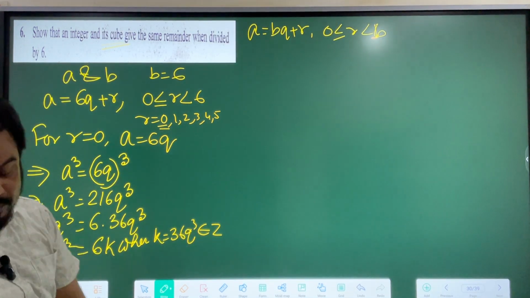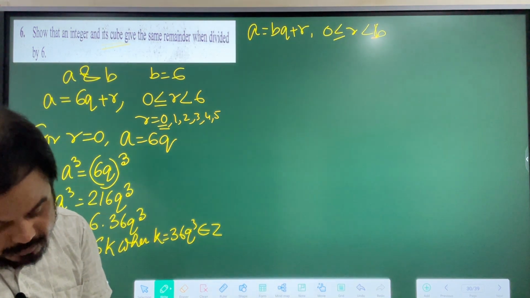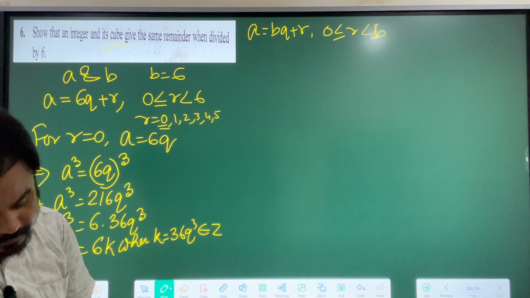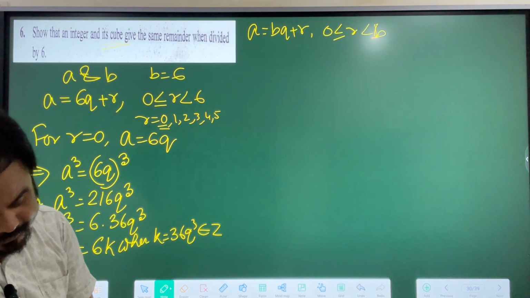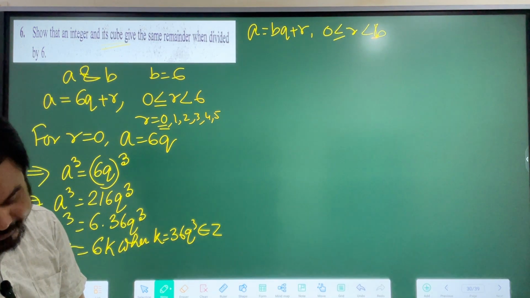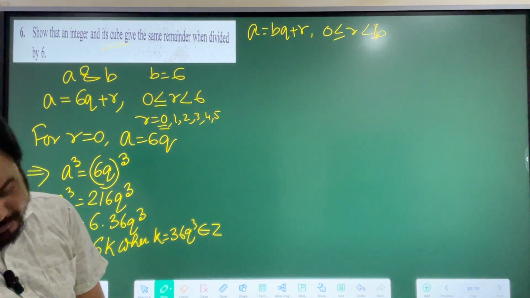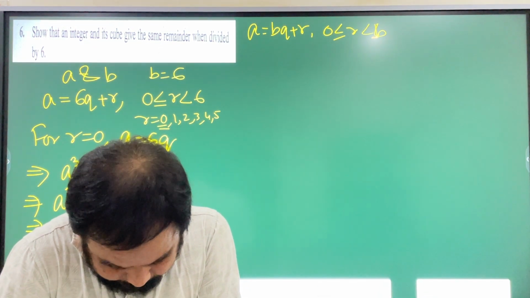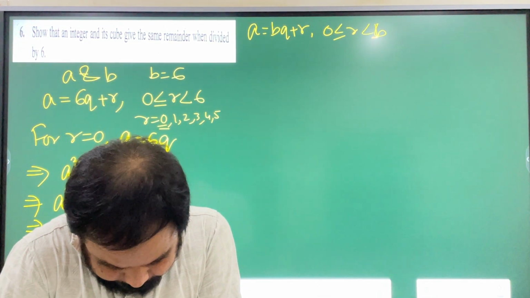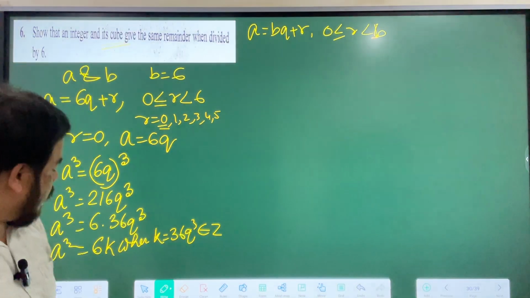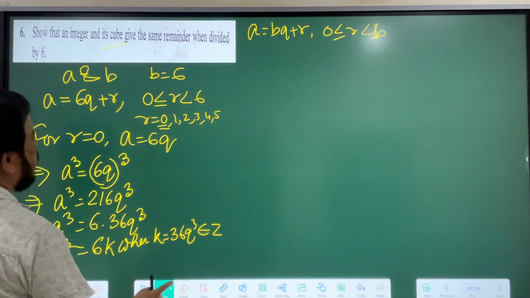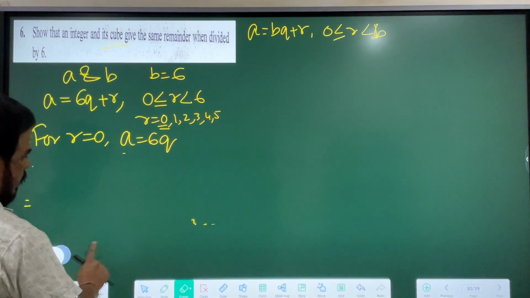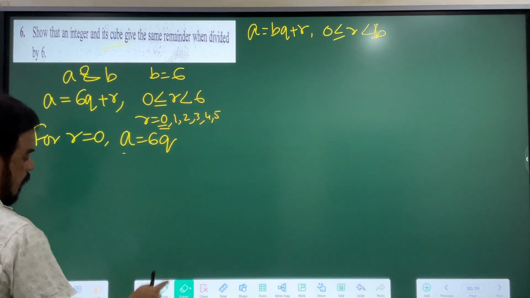This 6K is divisible by 0 or not? Okay, little mistake. Okay, wait. Don't mind please, there is something little mistake.